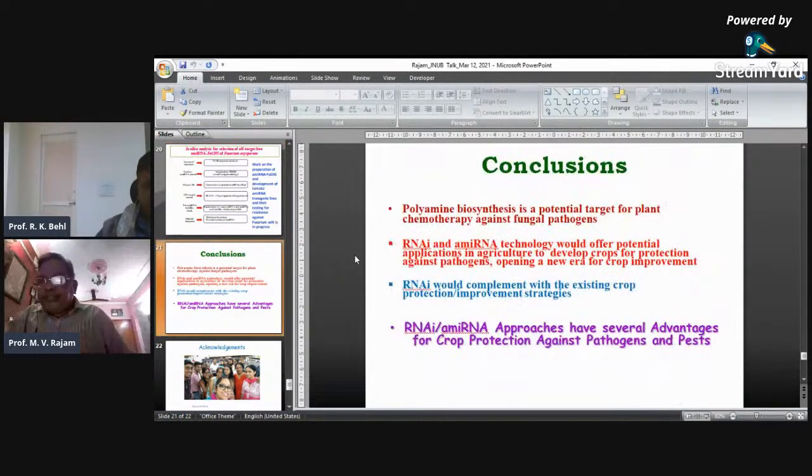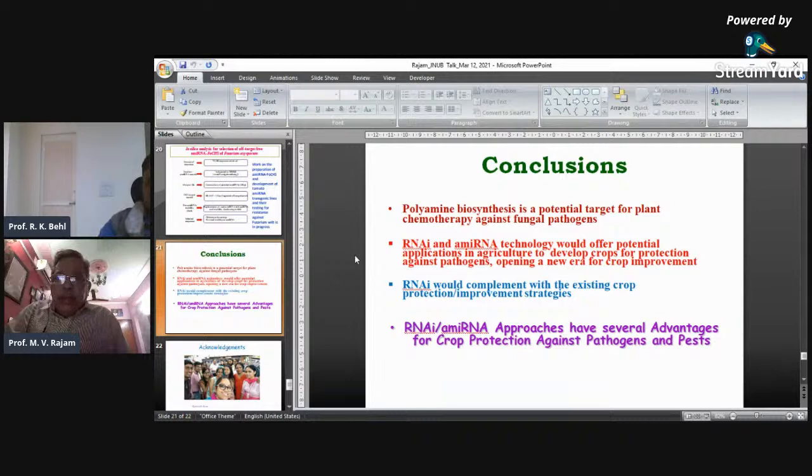I'm almost through. In conclusion, we have demonstrated that polyamine biosynthesis is a potential target for plant chemotherapy against fungal pathogens. RNAi, including artificial microRNA, based on my experience, would offer potential applications in agriculture to develop crops for protection against pathogens, including fungal pathogens. This has really opened up a new era for crop protection and crop improvement, and I strongly believe that RNAi would complement the existing crop protection and improvement strategies.